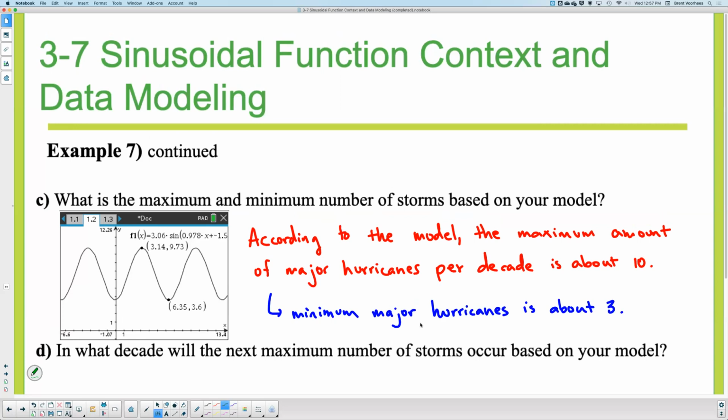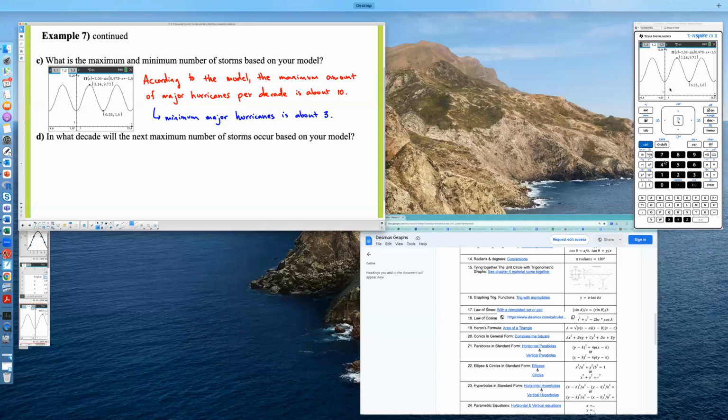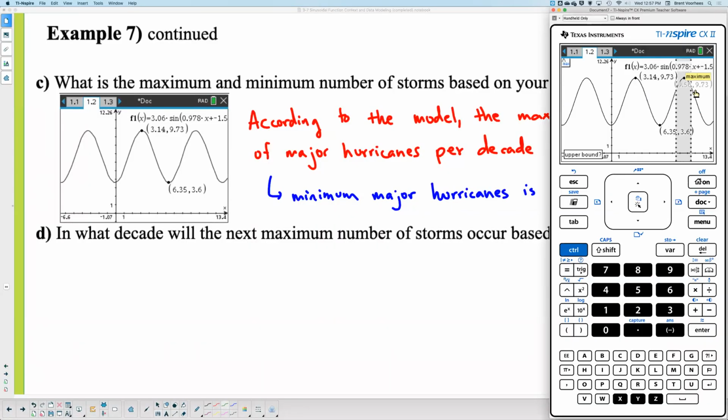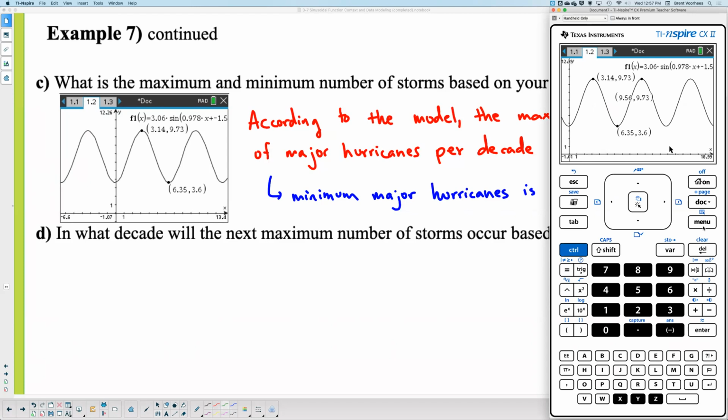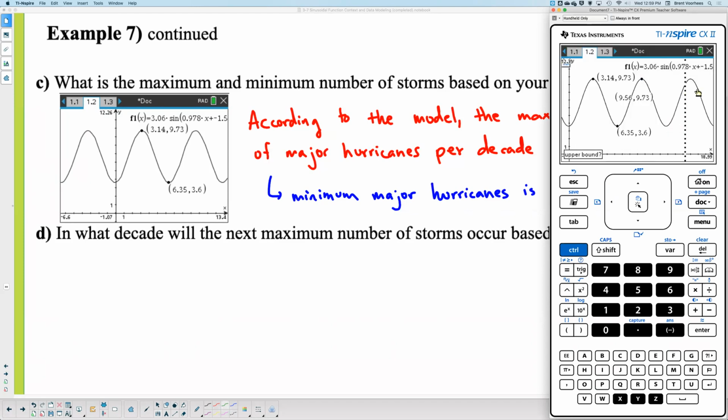Okay, so in part D, it says, in what decade will the next maximum number of storms occur based on your model? Well, we've gone till 10. Let's see when the next one is. So the next would be, let's see, menu, analyze, maximum. The next would occur, and that's decade 9.56. So we need to slide over, and we'll say, in about the 16th decade would be the answer here.